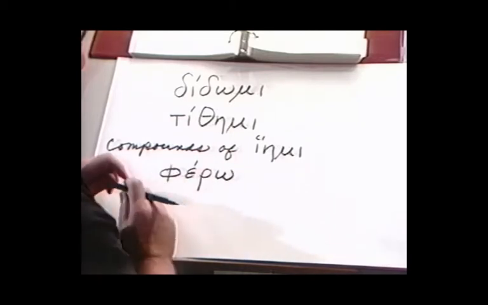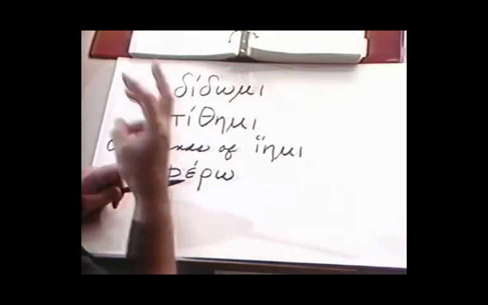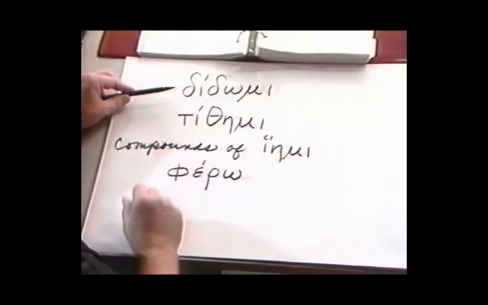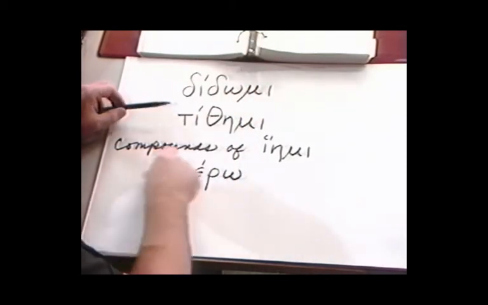An easy way to remember this is that there are 4 verbs in the New Testament which take a kappa tense indicator for some of their aorist forms instead of a sigma. 3 Italians and an Egyptian. The Italians are didomi, tithemi, compounds of hiemi, and our Egyptian is phero.